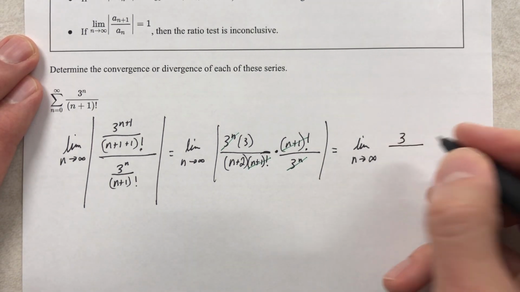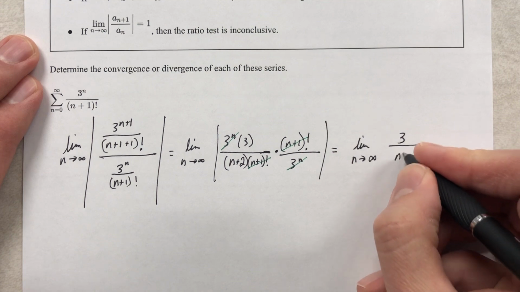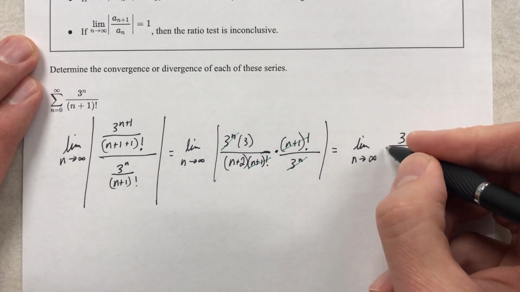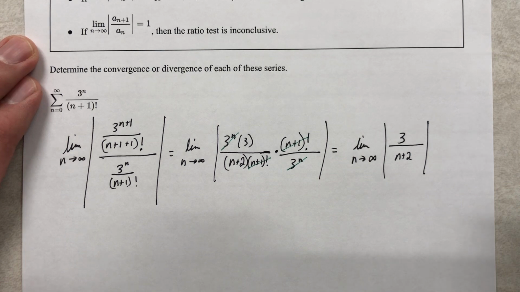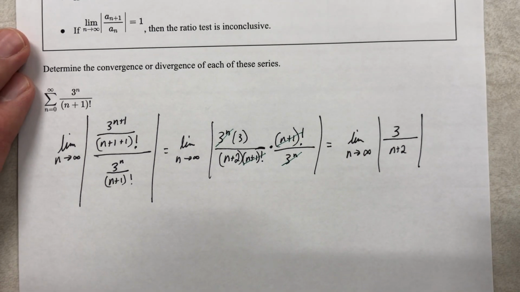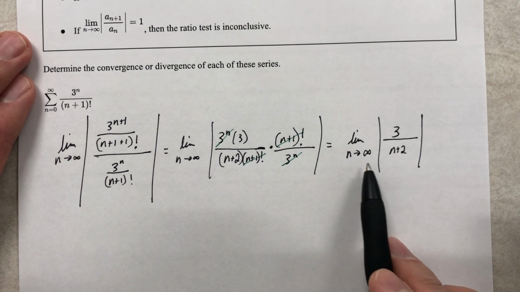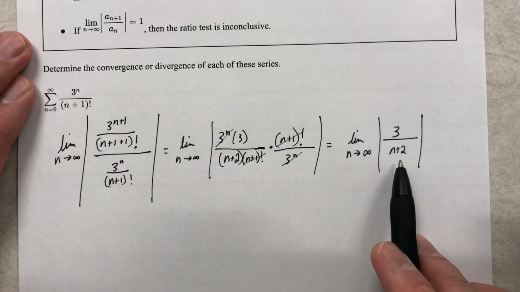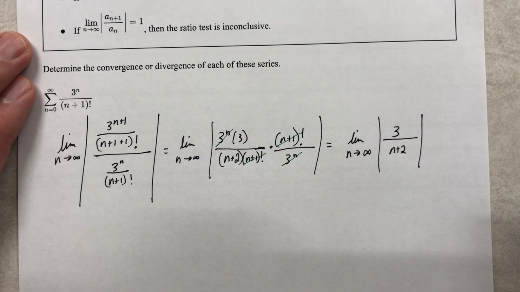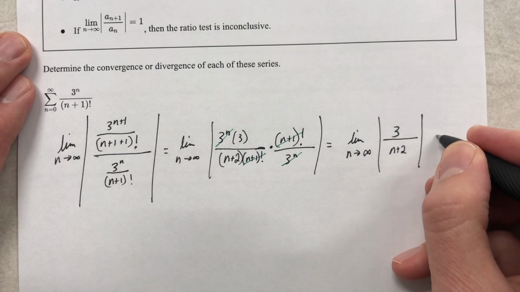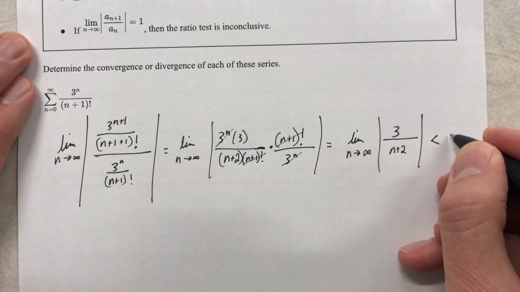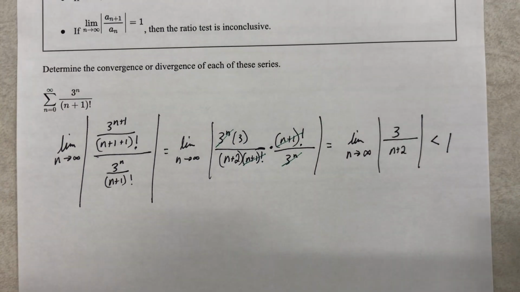We have 3 over n plus 2. What you gonna do? I don't know why I'm singing it like a country song. All right, so we have the limit as n approaches infinity of 3 over n plus 2. The denominator is going to increase without bound. Therefore, this is less than 1. This is equal to 0.